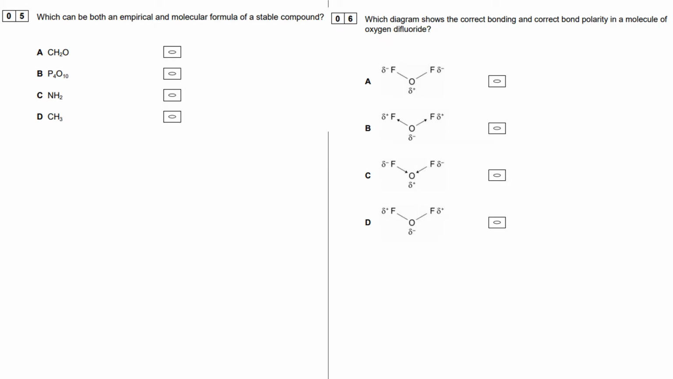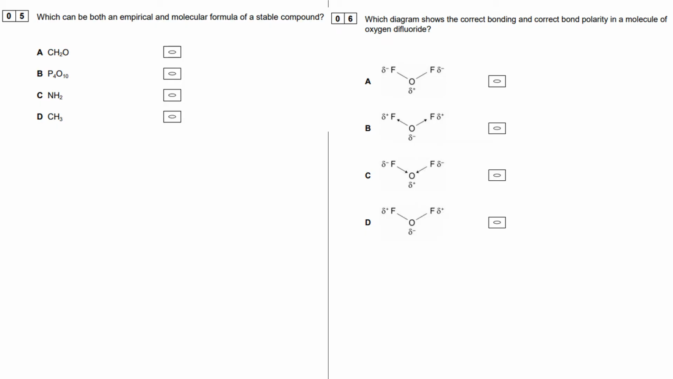So moving on to question 5 then. Which one of the following is both an empirical and a molecular formula of a stable compound? So A is the correct answer. I'll explain why in a second, but let's have a look through options B, C and D.